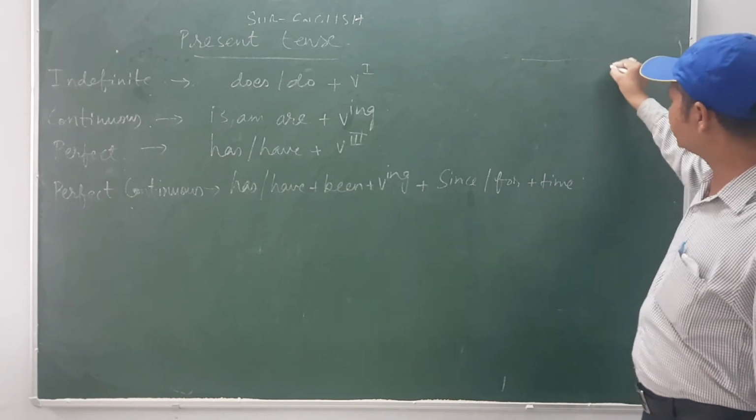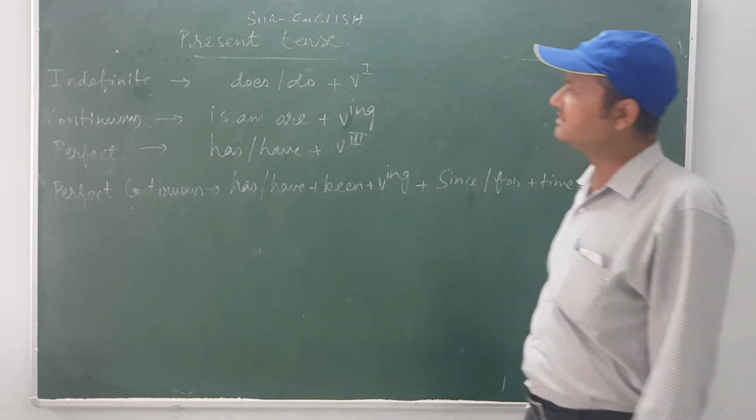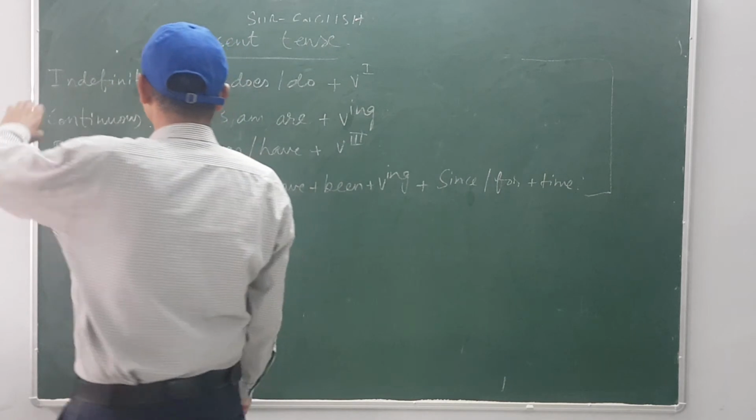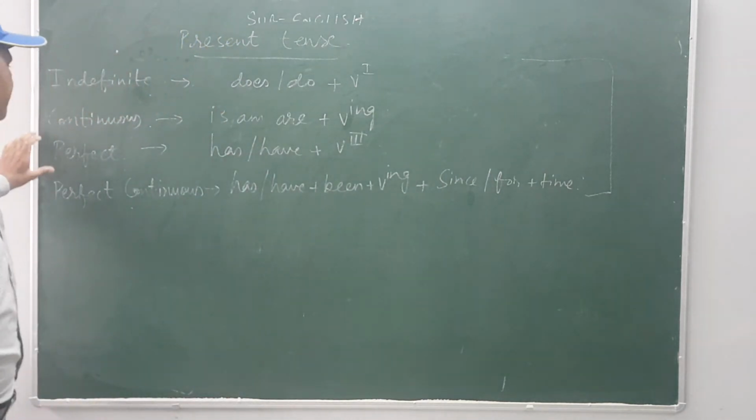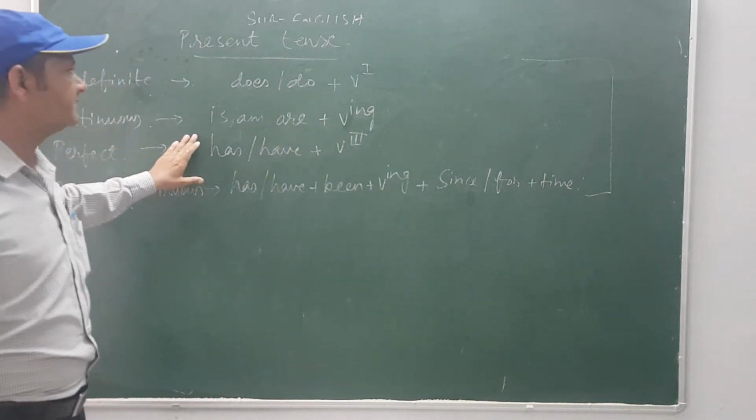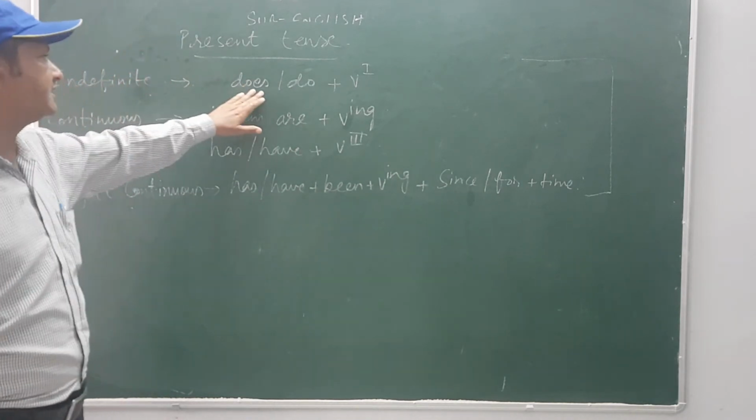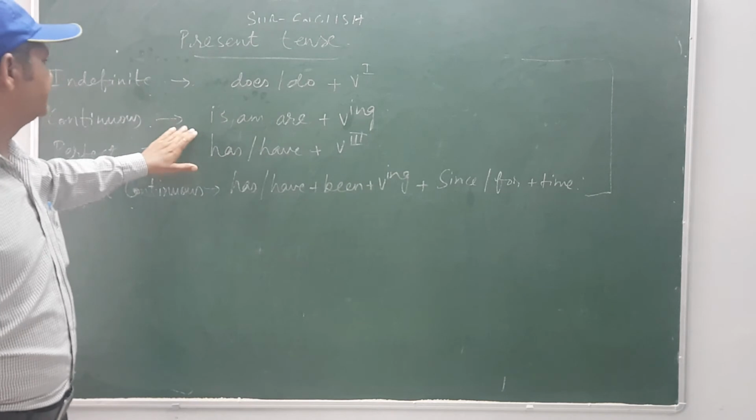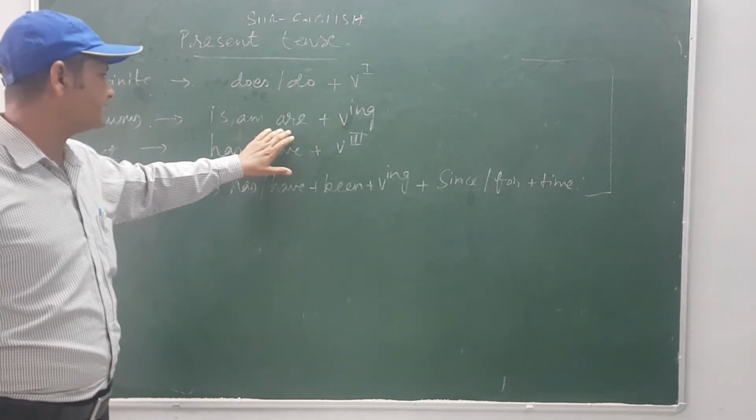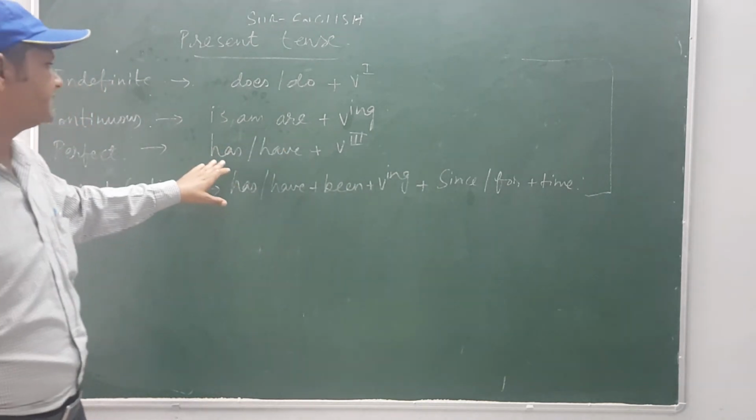This is a very simple format for you to understand each and every part of the present tense: indefinite, continuous, perfect, perfect continuous, and which helping verb we are going to use in these parts. You can see in the present indefinite we are using does, do. In the continuous we are using is, am, are. And in the perfect tense we are using has, have.